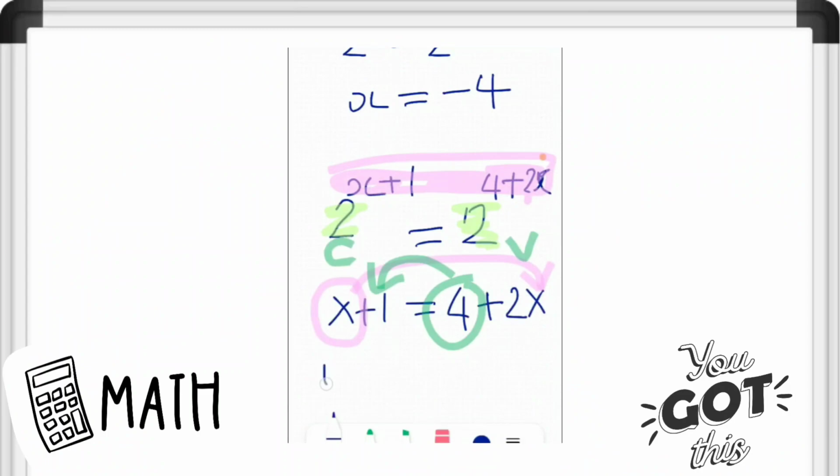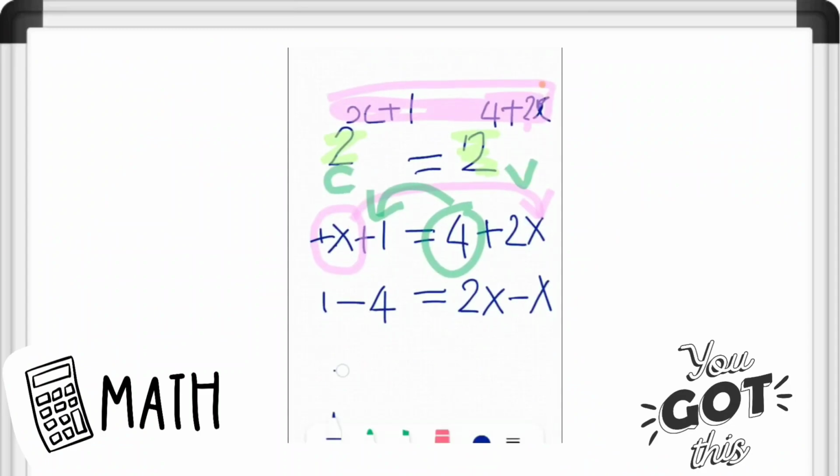So let's rewrite that. So that's 1, the positive 4 becomes a negative 4, and that is equal to 2x. And this positive x, because there's nothing in front, now becomes a negative x. So my answer is going to be negative 3 is equal to x. And there you've solved it.